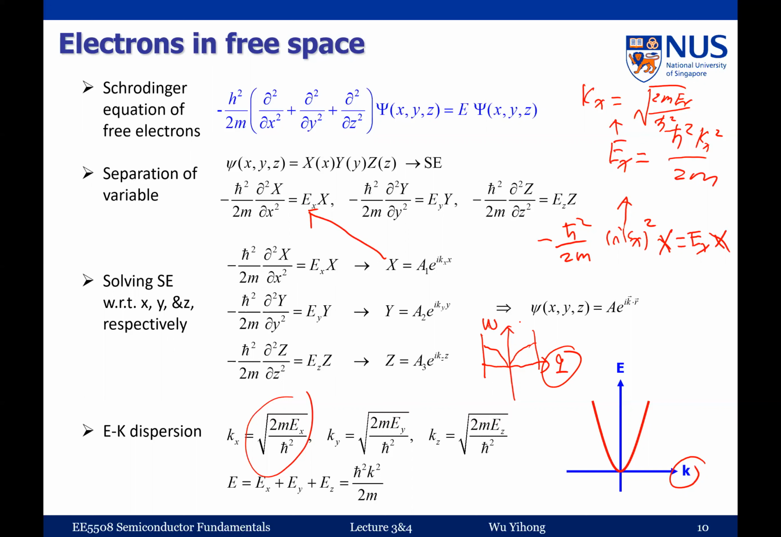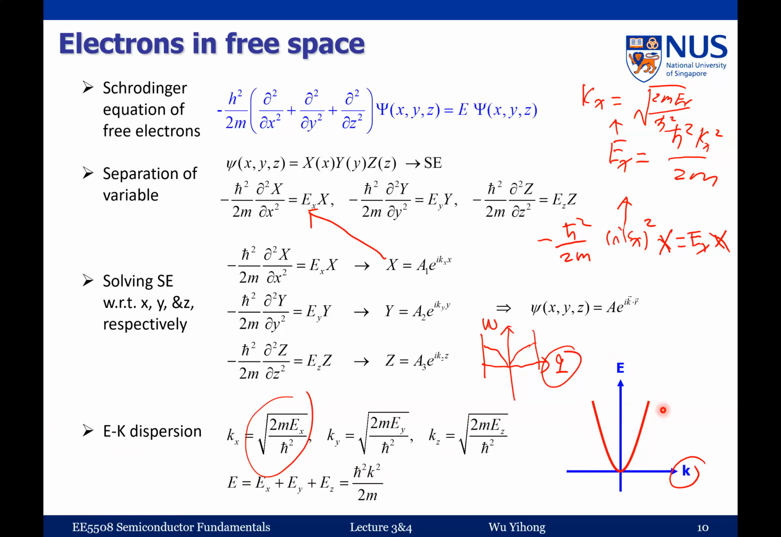So once we know the dispersion, we will know the behavior of the wave. So that's why now for free electron, we find that this dispersion basically has a parabolic shape. So that's given by this one. E as a function of k, you get from here. E as a function of k, you get this parabolic dispersion.